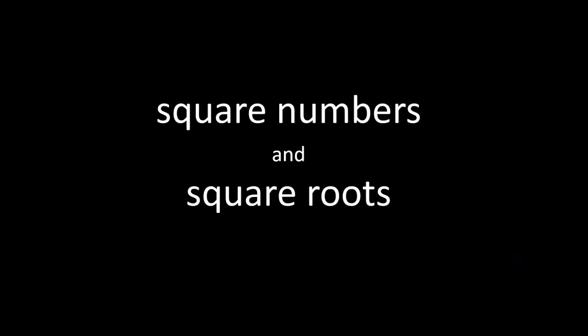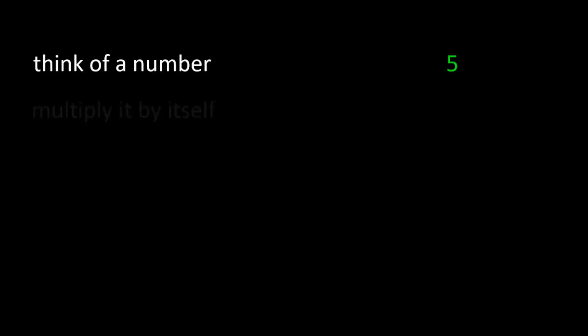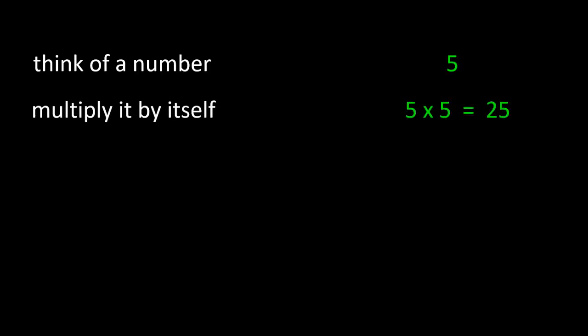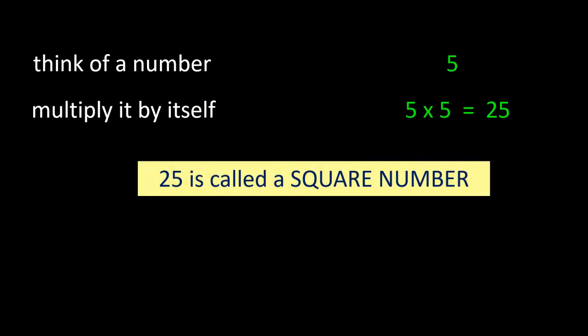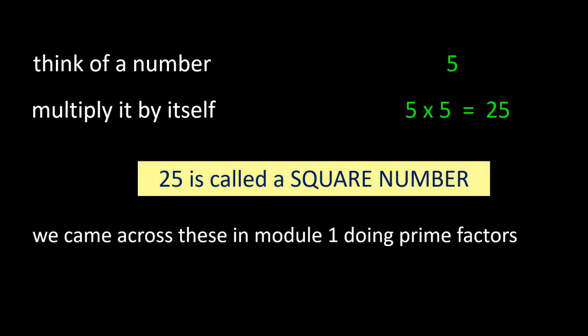2. Square numbers and square roots. Oh, we got this think of a number thing again now. Right, think of a number, 5. Multiply it by itself. Okay, 5 5s, 25. Now 25 is a square number. And we came across these in Module 1 when we were doing prime factors. And we could write 5 with a little power of 2 there equals 25. 5 squared equals 25.